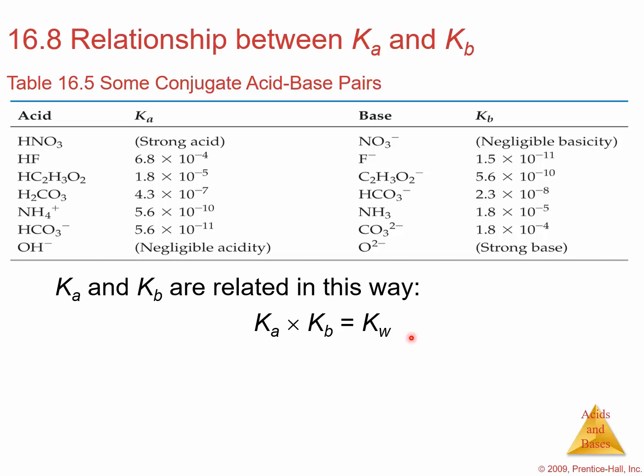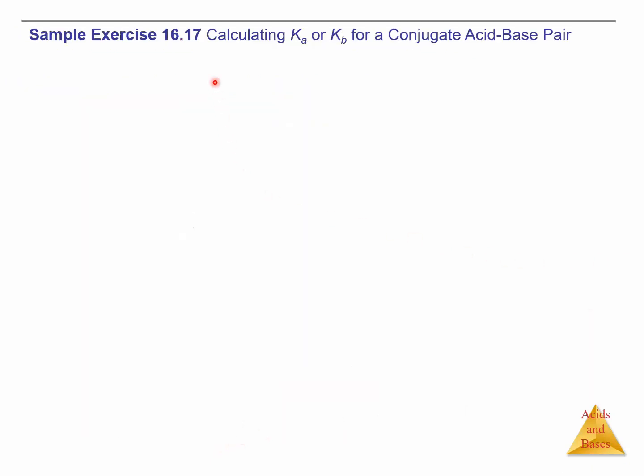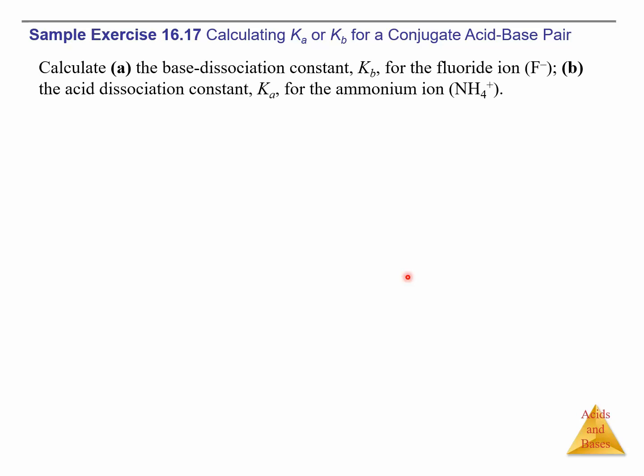The product of the acid dissociation constant for an acid and the base dissociation constant for its conjugate base equals the ion product constant of water, as you can see here. Therefore, if you know one of them, you can calculate the other. Let's see this sample exercise 16.17, calculating Ka or Kb for a conjugate acid-base pair.